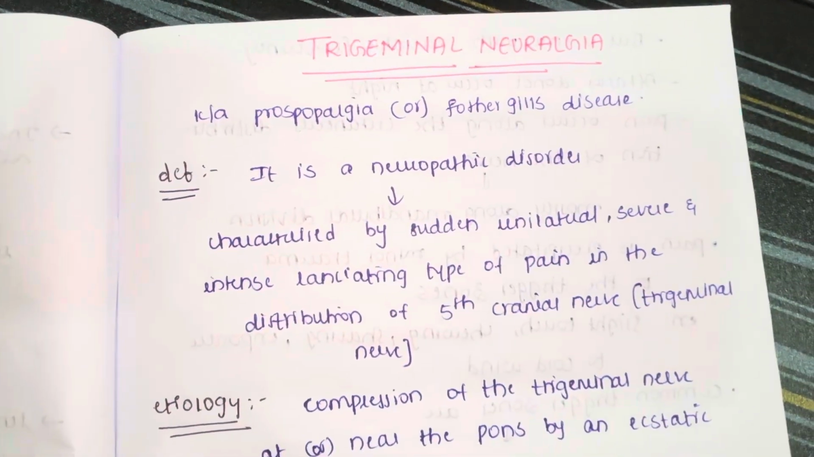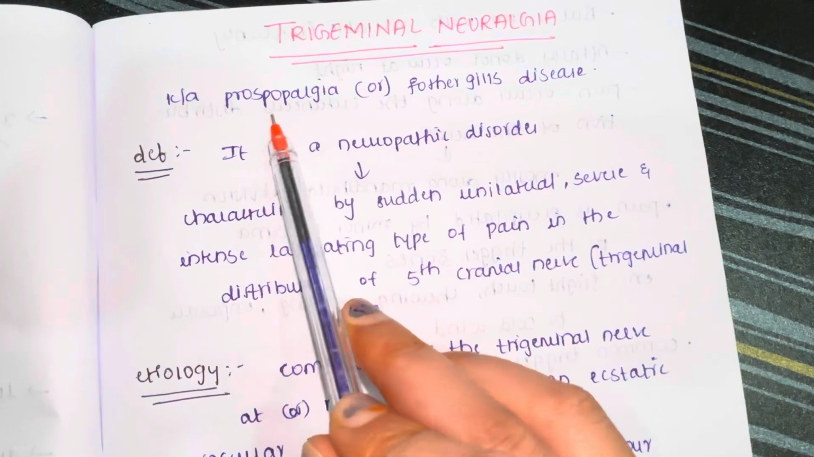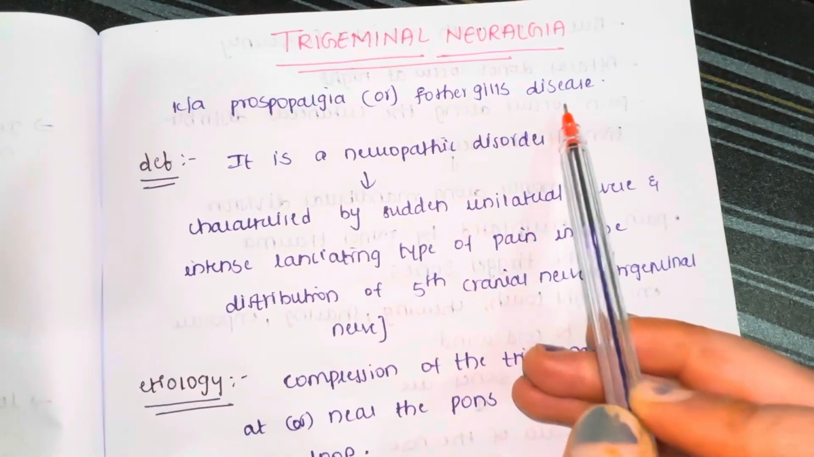Hello everyone. So today we are going to learn about trigeminal neuralgia. It is also known as prosopalgia or Fothergill's disease. So this is an extra point.